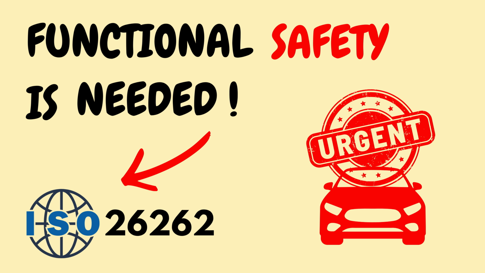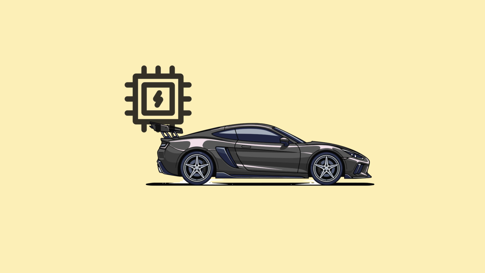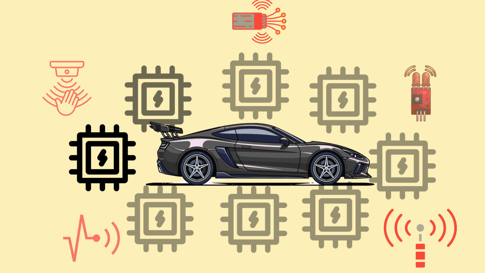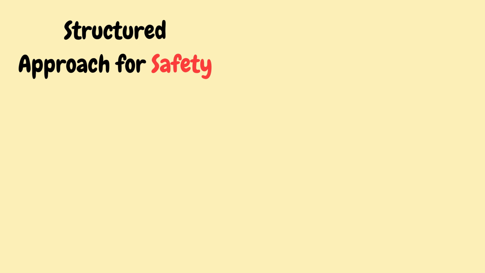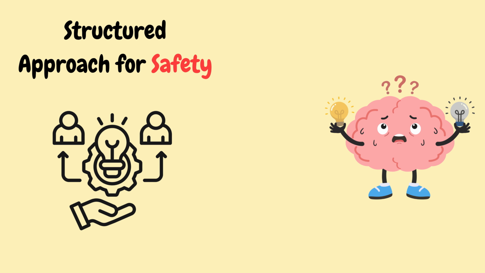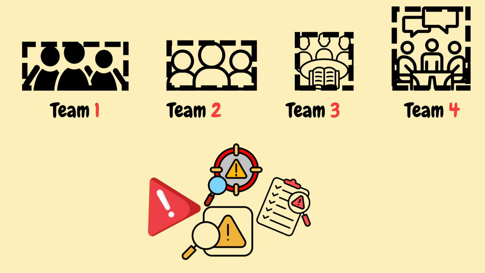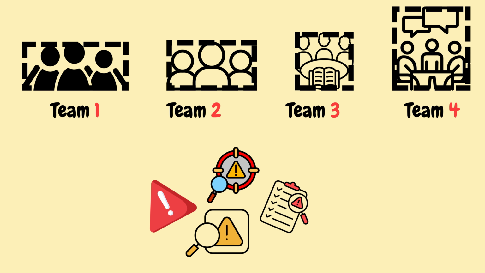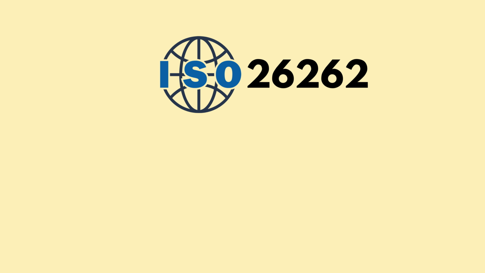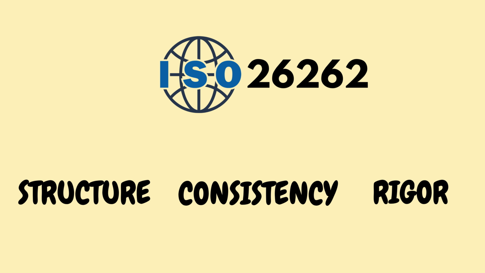So, what problem does ISO 26262 actually solve? Over the past decades, vehicle systems have become increasingly complex. More ECUs, more sensors, more interactions between systems. Without a structured approach, it becomes impossible to guarantee safety. Different teams might work in silos, risks might be underestimated, and critical safety activities might be missed. ISO 26262 was created to bring structure, consistency, and rigor to the development of safe automotive systems.